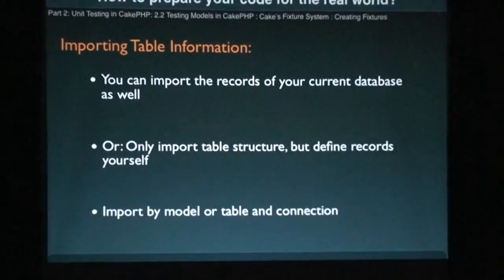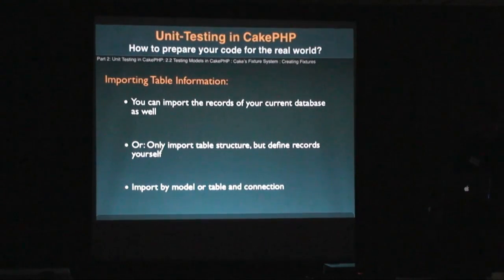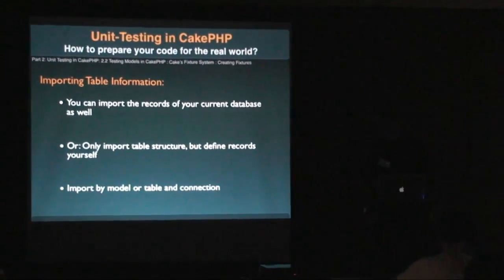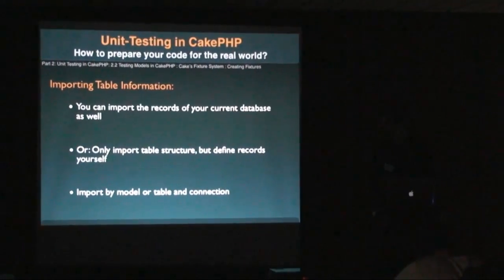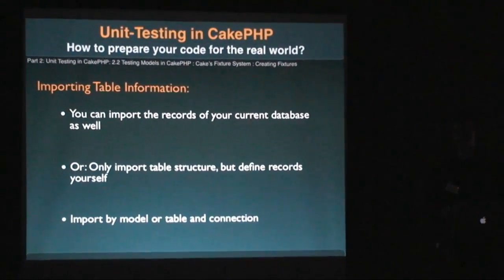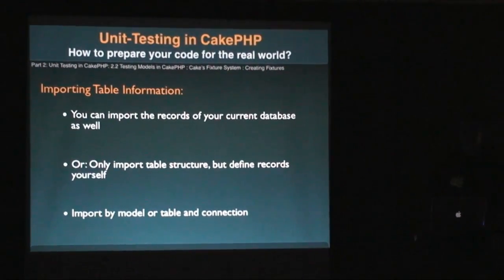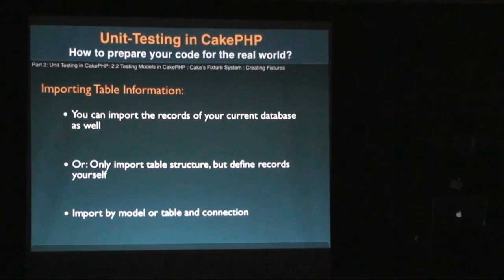So when we import that, you can also import table information. In fixtures, there are different kinds you can use. You can import copies of the records of your actual default database, or you can only import the table structure but define the records as we are doing in that array format, or you can just specify a model to import from, or a specific table name and a different connection. So you can actually not use the test suite database connection, but use an entirely different one, if you so choose.